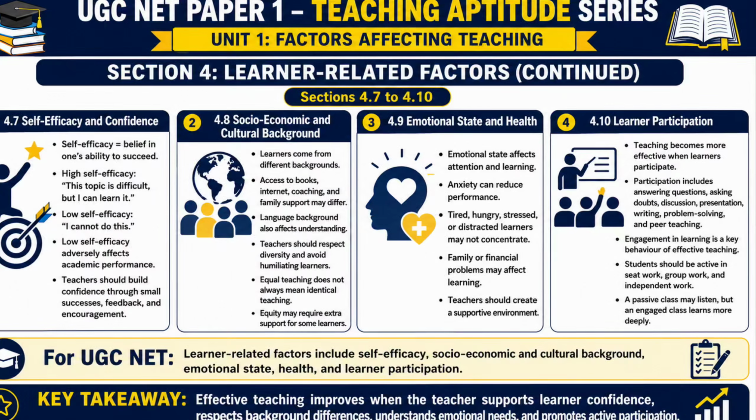4.8. Socioeconomic and cultural background. Learners come from different backgrounds. Some have access to books, internet, coaching, and family support. Others may have limited resources. Some are fluent in English. Others may understand better through bilingual explanation. Some have urban exposure. Others may have rural background.